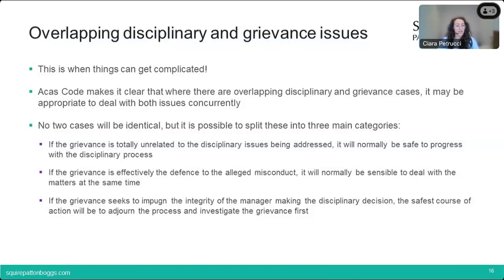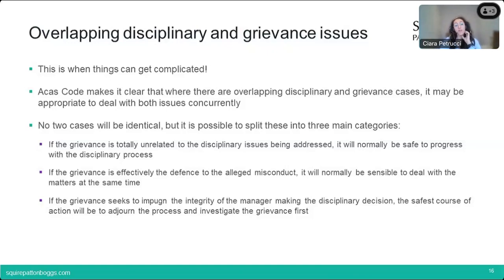Fortunately, the ACAS code does make it clear that where there are overlapping disciplinary and grievance cases, it might be appropriate to deal with both of those issues concurrently. Now, obviously, we all get weird and wonderful grievances. So like it says there, no two cases are going to be identical. But what we've tried to do is group these types of grievances that seem to arise in response to a disciplinary into three main categories as to whether you can carry on with your disciplinary or pause it.